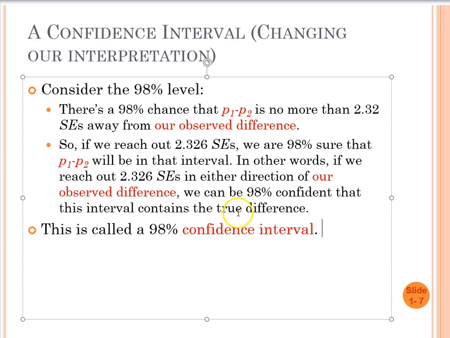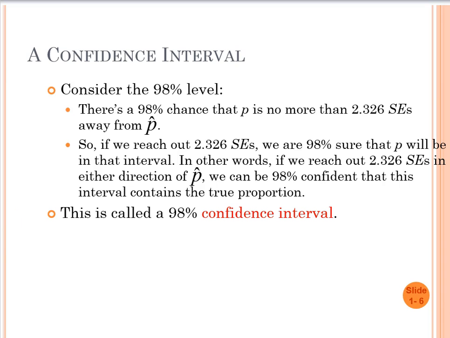And so the construction of the confidence interval is really very similar, but our parameter of interest has changed. Our parameter here in a one proportion test is where we think that true proportion is.